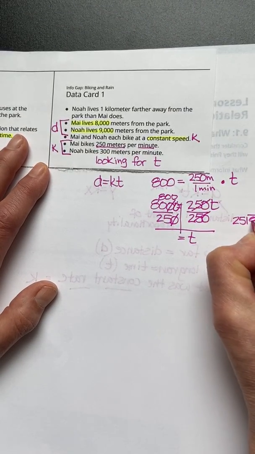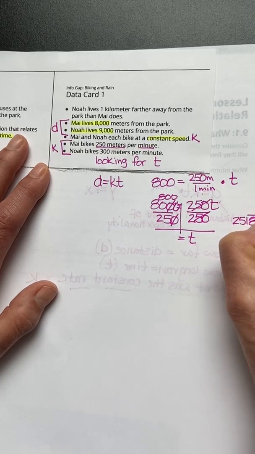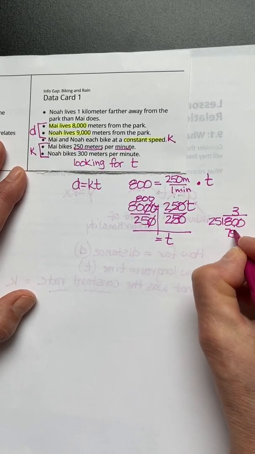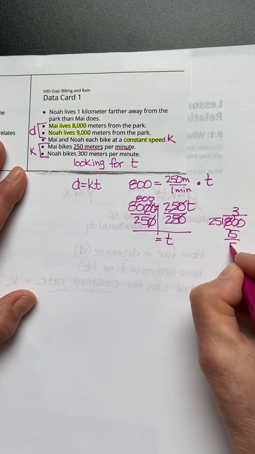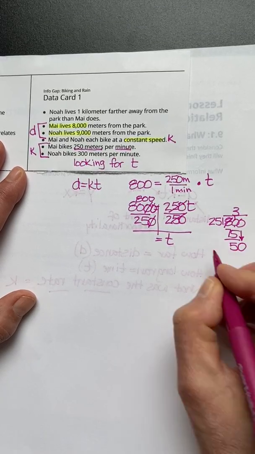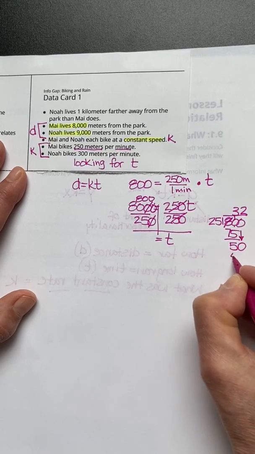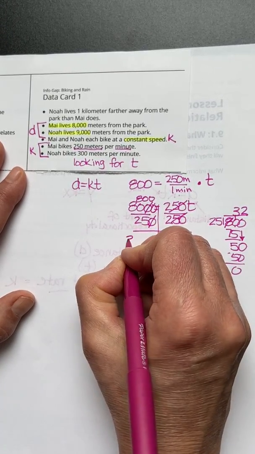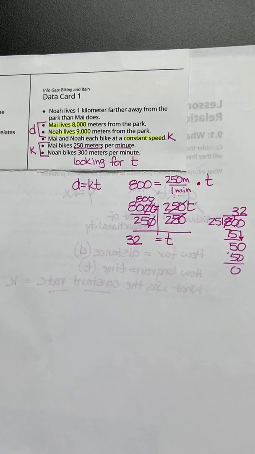25 goes into 80 3 times. 3 times 25 is 75. I'm just doing some quick long division. 25 goes into 50 twice. That worked out nicely. So she was at a constant speed of 32 meters per minute.